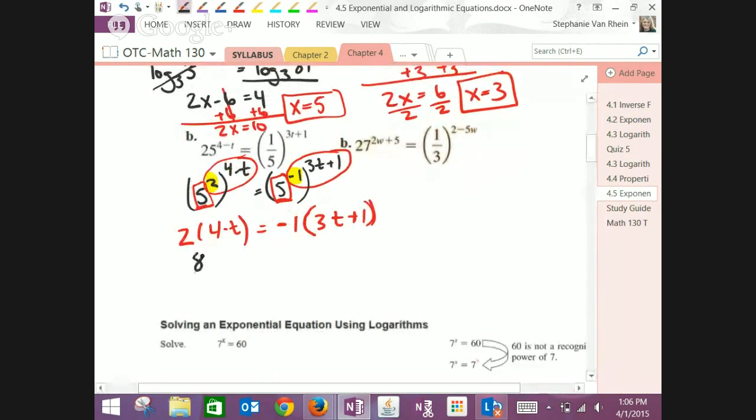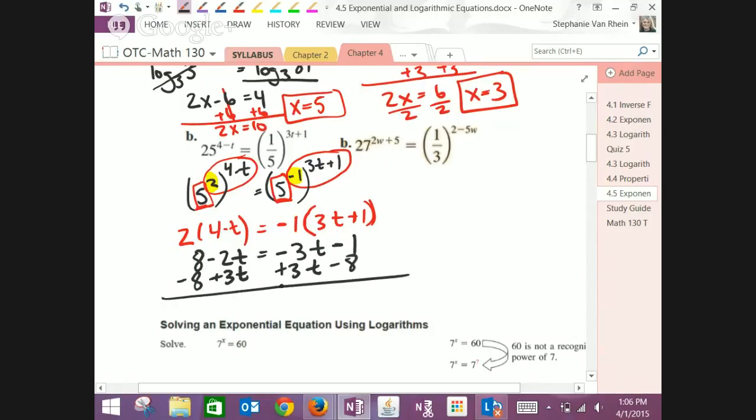So this ends up with 8 minus 2t equals minus 3t minus 1. So if I add 3t to both sides, subtract 8 from both sides, I get t equals minus 9.